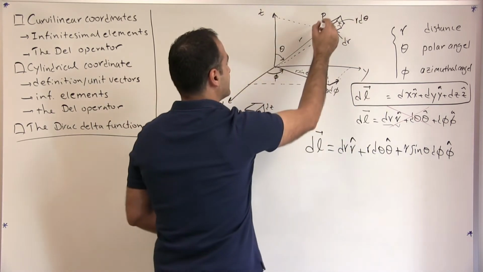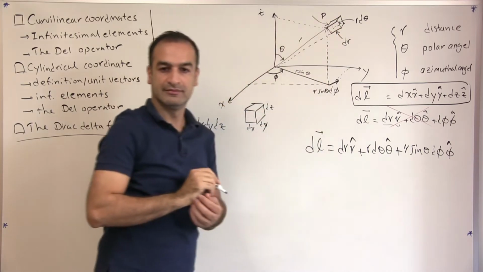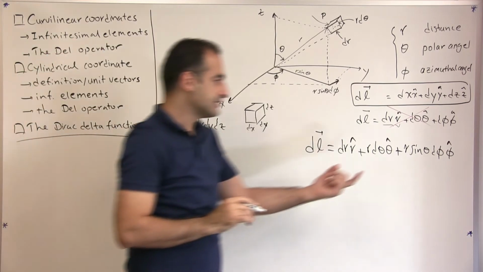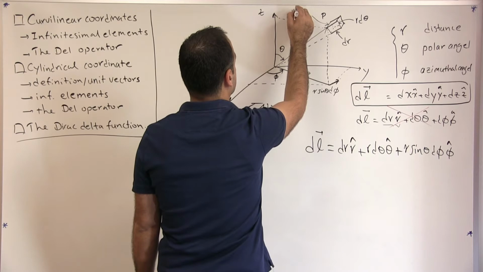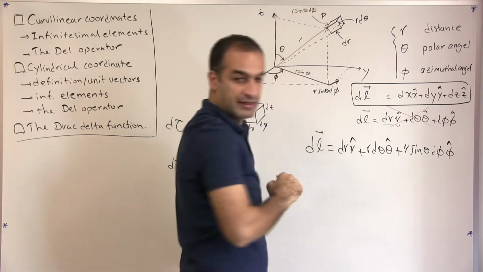Okay. And what is this length up here? R sine theta d phi, in the phi hat direction. So this is r sine theta d phi.